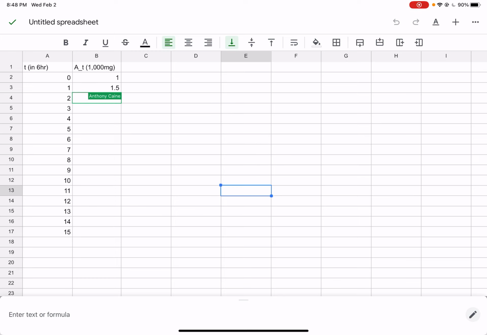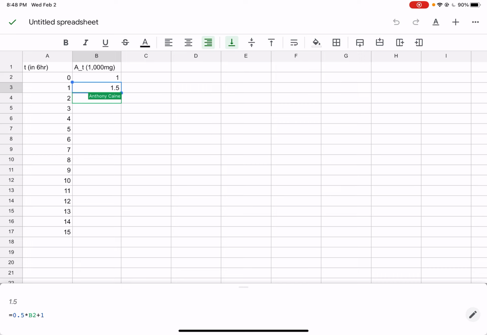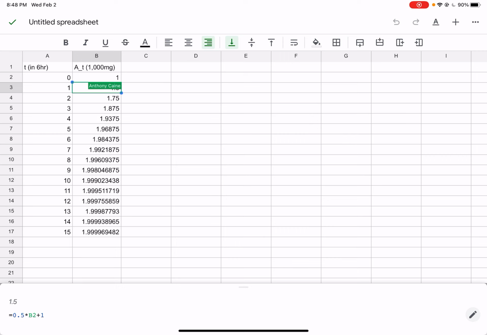Okay, great. So I'm having Excel take the value in this previous cell, multiply it by 1/2, and add 1, and that's what it puts in this next cell. And I'm just going to have Excel do that for me over and over again. So here we go. Boom, done. If I multiply 1.5 by 1/2, that'll give me 0.75, and if I add 1, there we go. And so Excel just does it over and over.